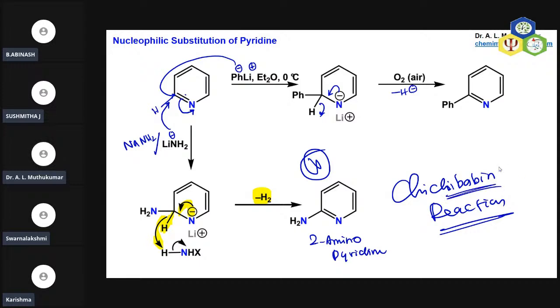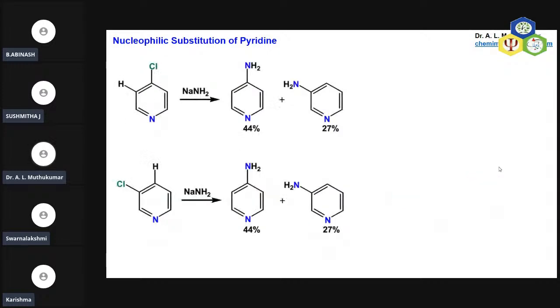Right. We have one more type of example that is also called nucleophilic substitution of pyridine. You can check here. This compound is 3-chloropyridine, and this is 4-chloropyridine. So this is 4-chloropyridine.